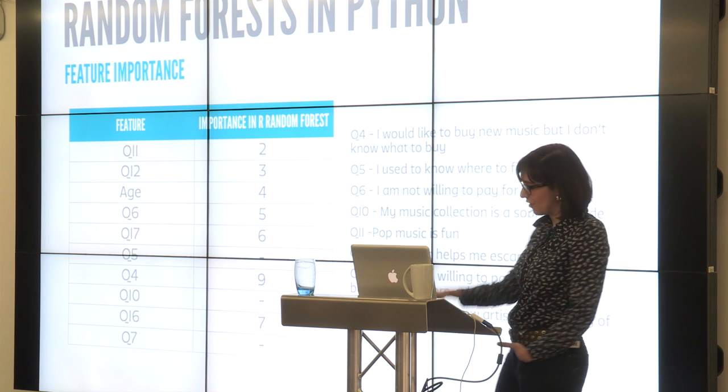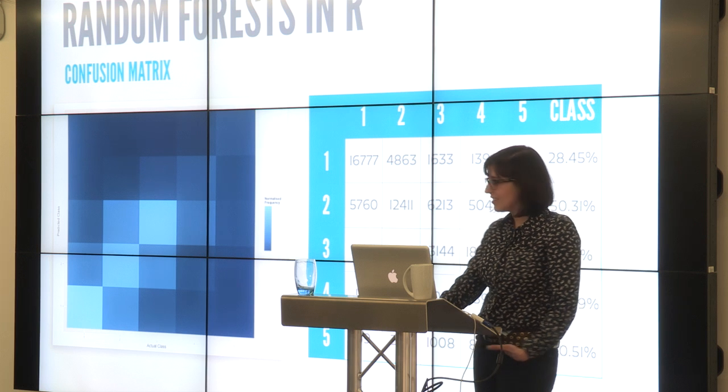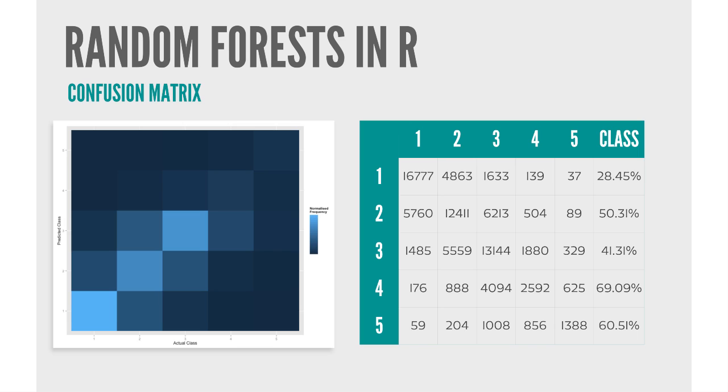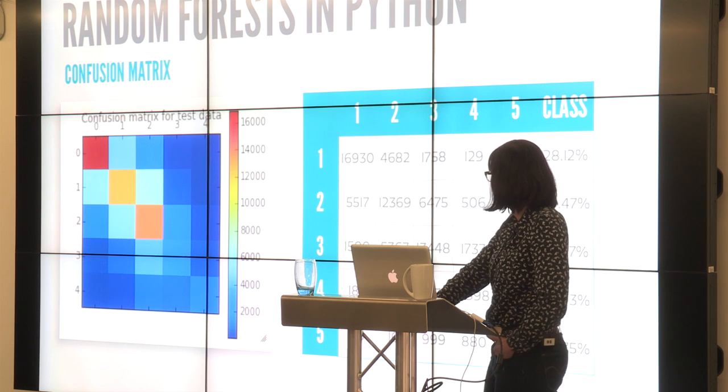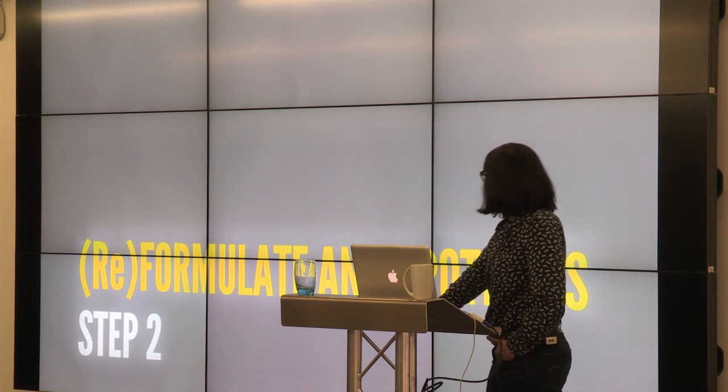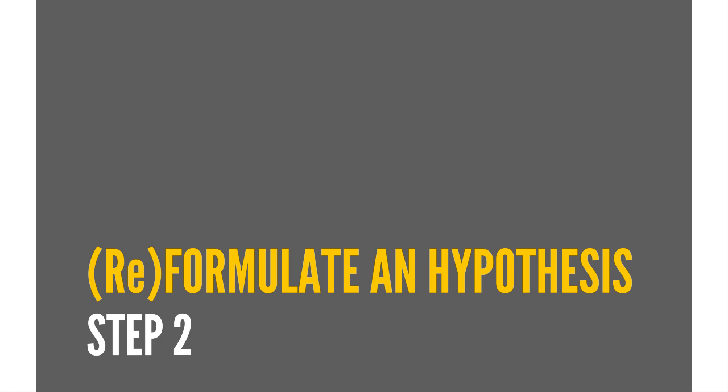So again, the similar set of questions. This is the confusion matrix in R, some cute visualization. And the same thing for Python. I haven't used ggplot2 for Python, so I hope it's better. And once you do this type of exercise, you can reformulate a hypothesis.